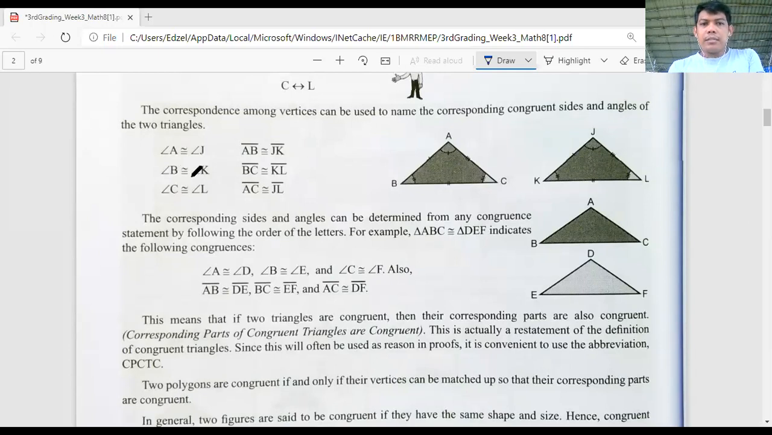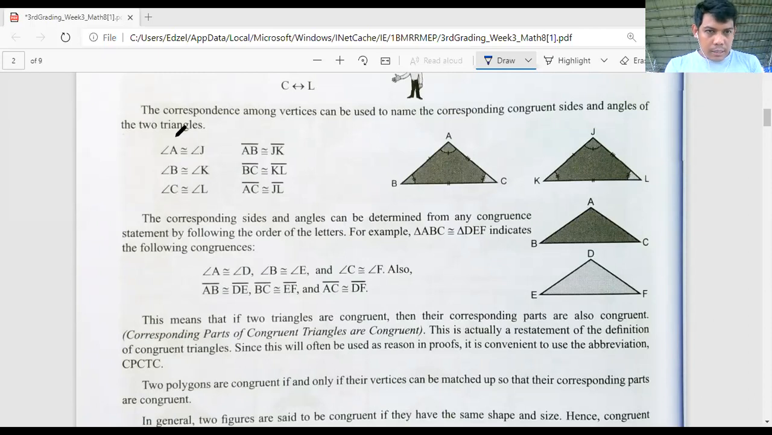Also, angle B is congruent to angle K. And then side BC, or segment BC, is congruent to KL. Congruent means equal in measurement. And then angle C is congruent to angle L, and so on.